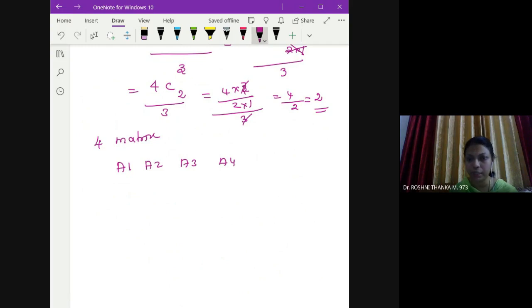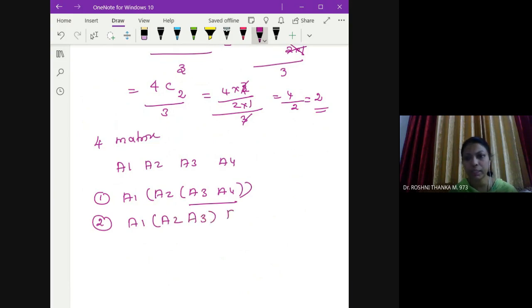So if I do it manually, how will I write? The first combination is A1, then A2, then A3, A4. So this is one possible way, which means first A3 and A4 are multiplied and then A2 is multiplied with this answer. Finally, A1 will be multiplied with this answer. So this is one way of parenthesizing. What is the second way of parenthesizing? I can write A1, then I'll write A2, A3, and then A4. So this is another way, which means first I'll multiply these two, then the result which I get here will be multiplied with this, and finally A1 will be multiplied with this. This is the second way.